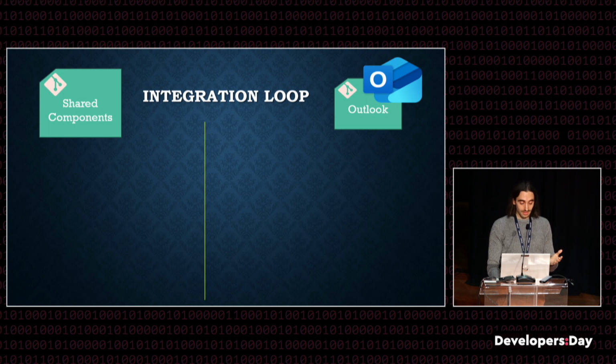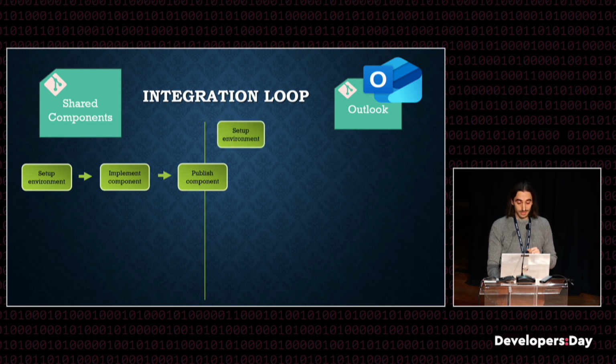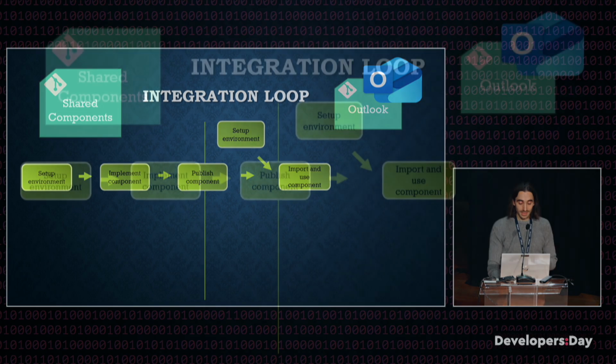So we have on the left the shared components repo, and on the right the Outlook repo. You need to set up your environment for the shared component repo. You implement your component. Then when you're done, you need to publish it, so it can be consumed in the other repo, which you also need to set up. And after that, you can import your new component and use it.